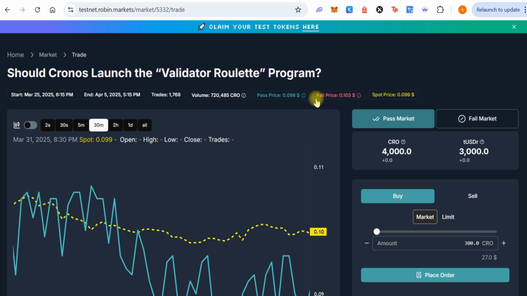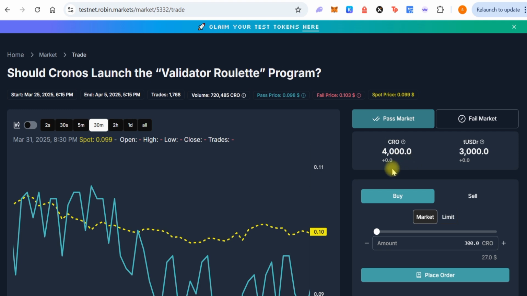Okay, so how do we come about the pass price and the fail price? It is based on the trading that is going on in Robin market. You can see that the pass price currently on this market is different from the spot price and different from the fail price. The pass price is based on the amount of trades and the volume of trade. This is what is used in calculating what the pass price should be.